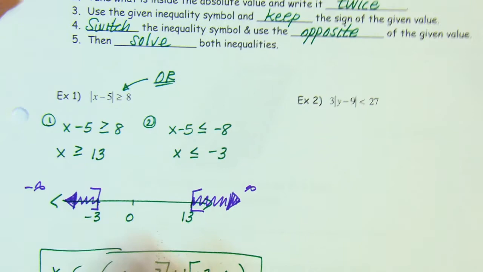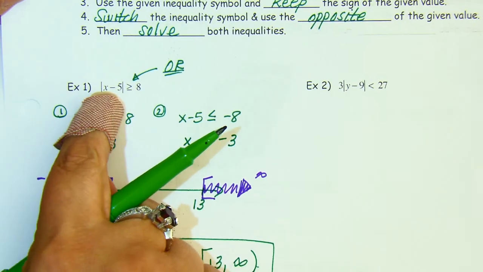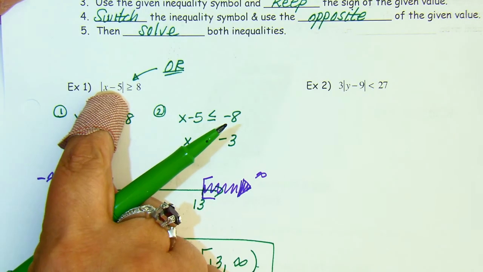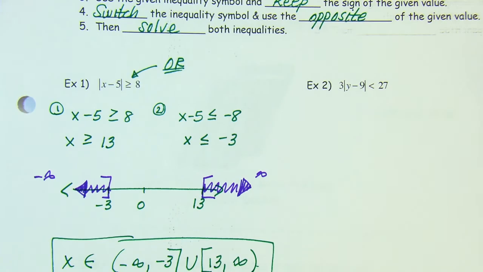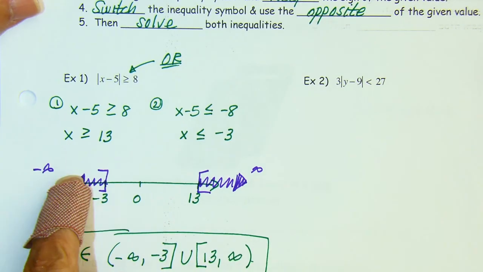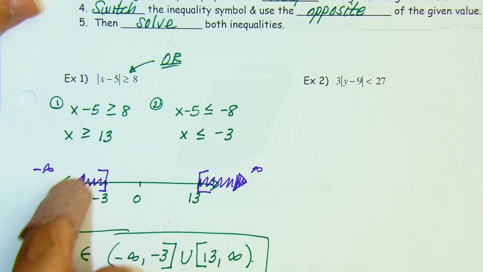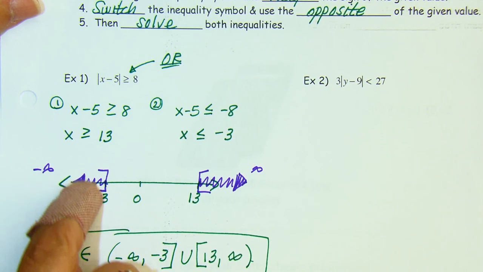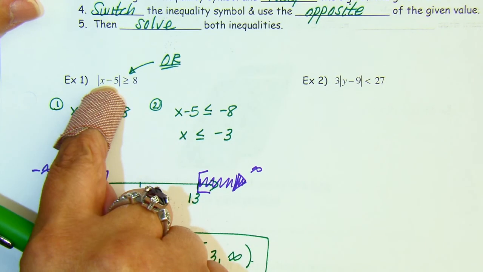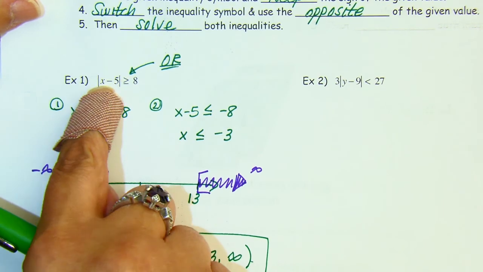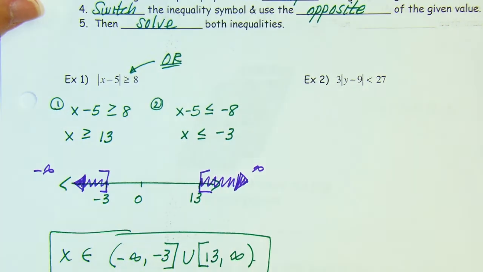So let me substitute a 0 in here. 0 subtract 5 is -5. Absolute value of -5 is 5. Is 5 greater than or equal to 8? No, it's not, so that's false. Over here, let's test a -5, because -5 lives on this piece of the number line. -5 subtract 5 is -10. Absolute value of -10 is +10. Is +10 greater than or equal to 8? Sure, of course it is.